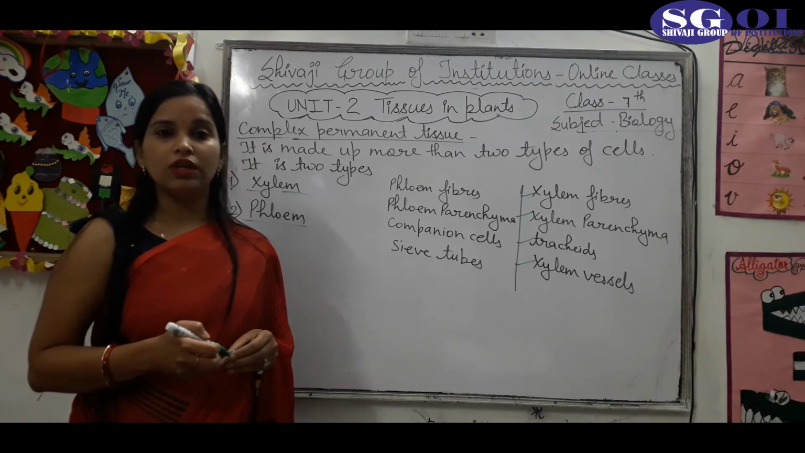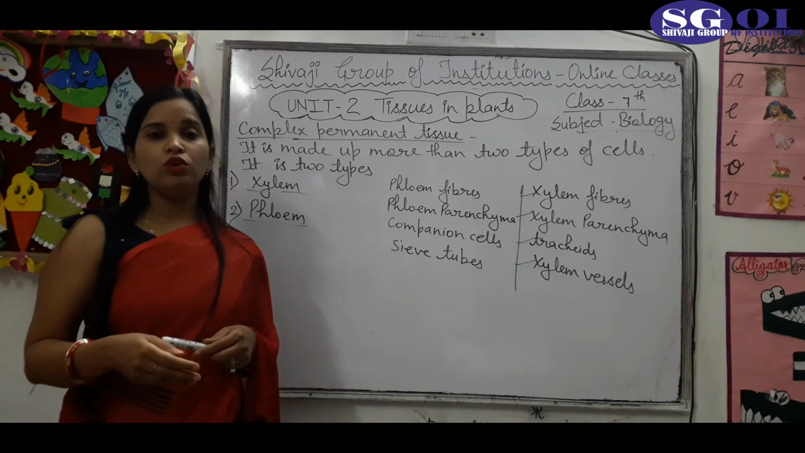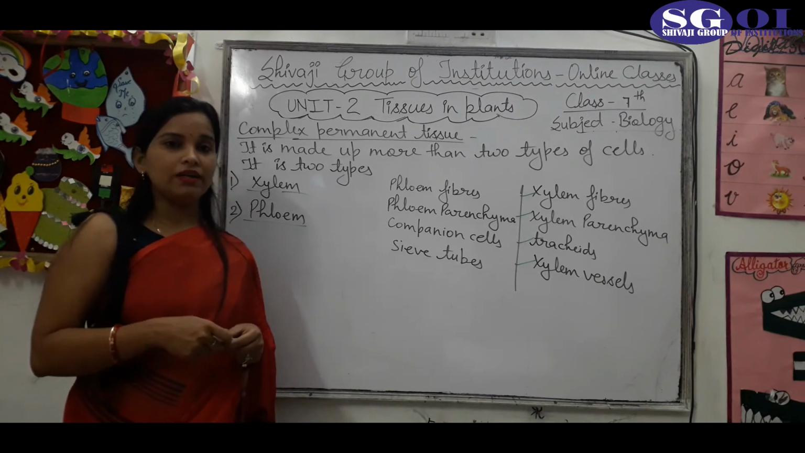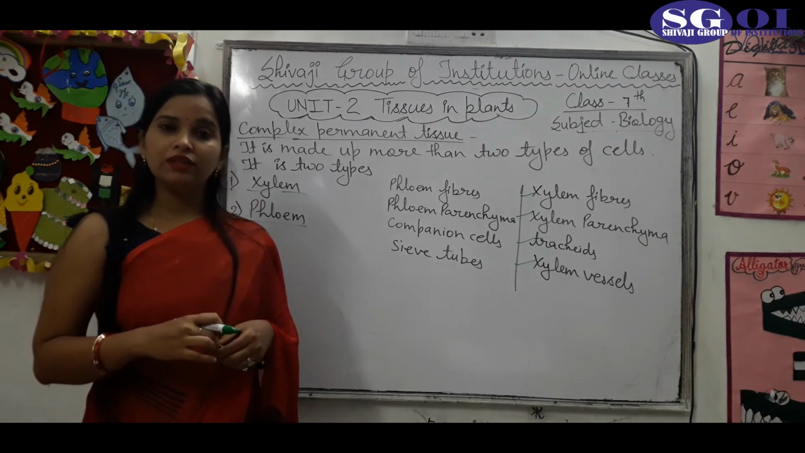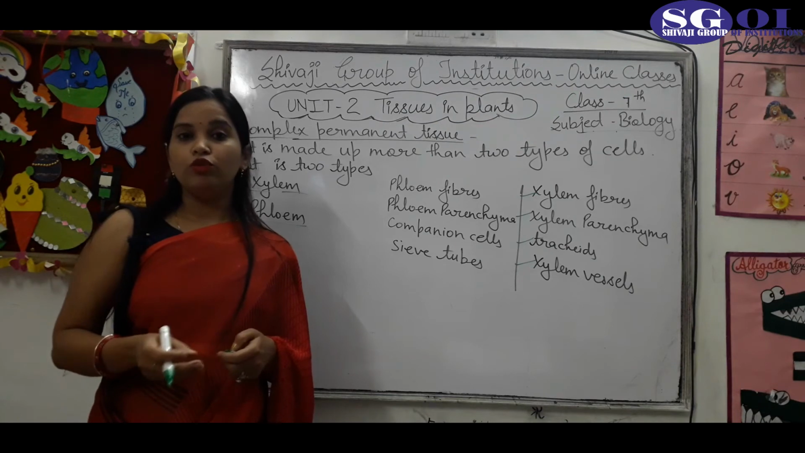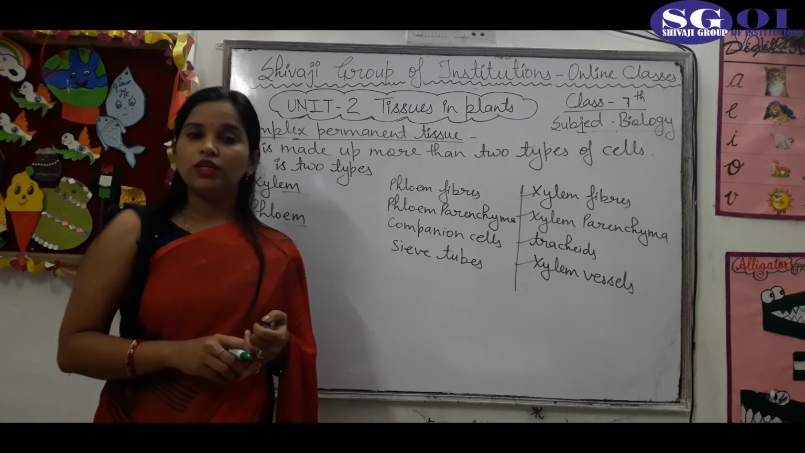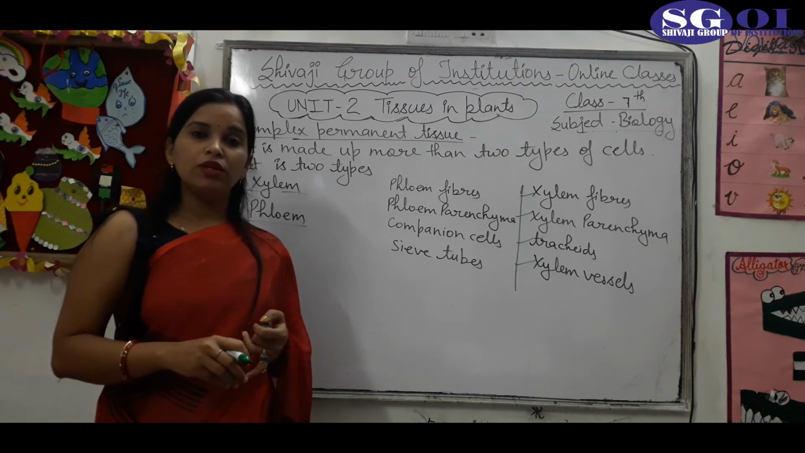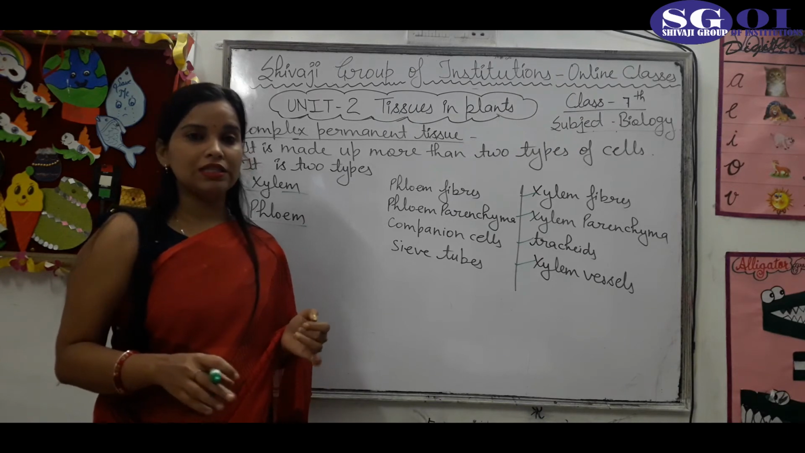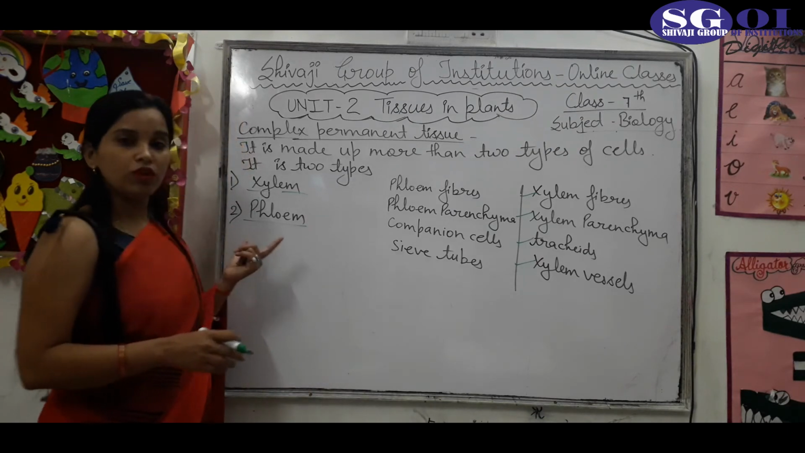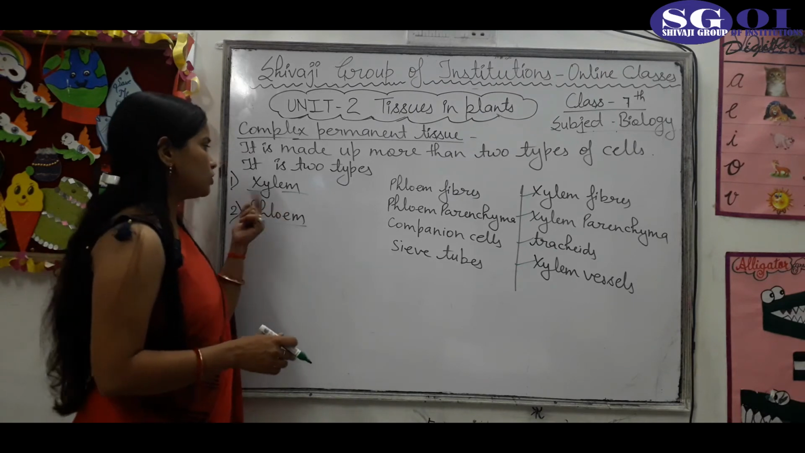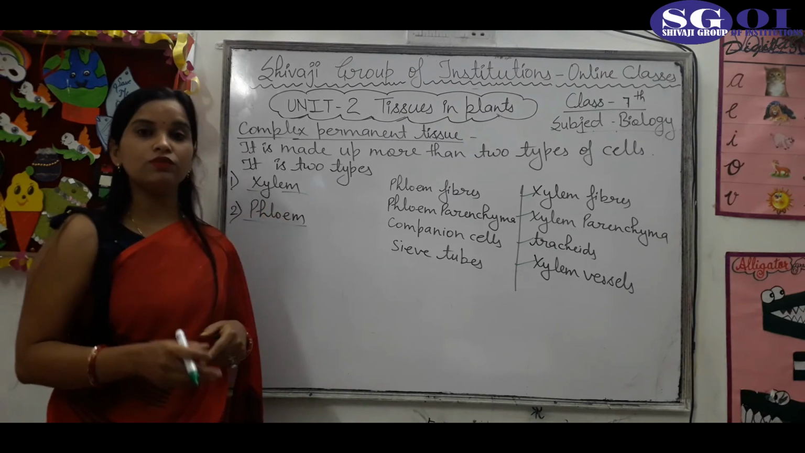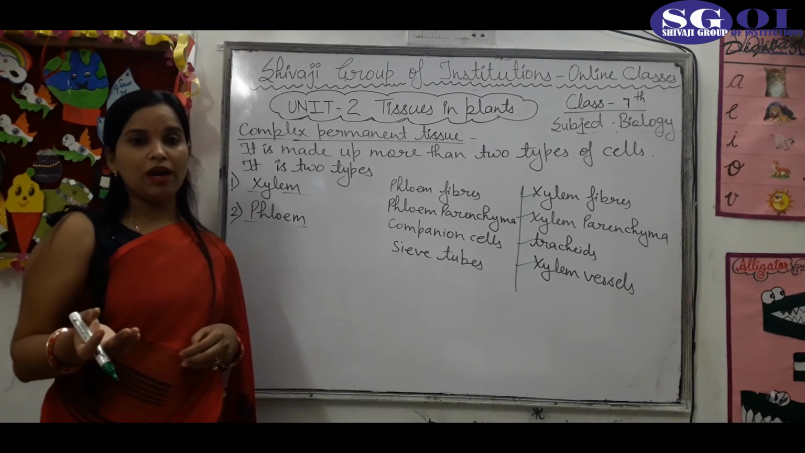But the main function of the xylem is to conduct water and minerals from the root to other parts of a plant. And the main function of the phloem is to conduct the food which is prepared in the leaves. So it conducts the food from leaves to other parts of the plant. This is the main function of the phloem, and the main function of the xylem is to conduct water and minerals from root to other parts of a plant.